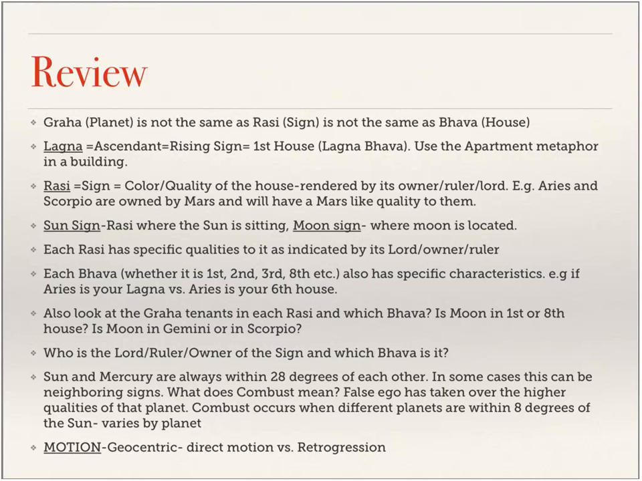And the color of your personality is rendered by the Lord of the sign that the first house is. If it is Aries, then the Lord of that sign is Mars, and you will have a Mars-like quality to you. It could be the higher vibration of Mars, it could be the lower vibration of Mars. Either way, that is the color you're going to have. The sun sign is the Rashi where the sun is sitting, and the moon sign is where the moon is sitting.